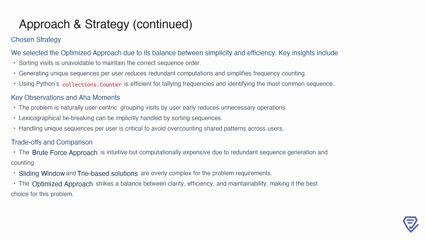Key insights during this process include the importance of grouping data by user early, as this minimizes unnecessary operations later. Lexicographical tiebreaking, which might seem complicated at first, is naturally handled by sorting sequences beforehand. Another critical observation was that handling unique sequences per user prevents overcounting patterns shared by multiple users.